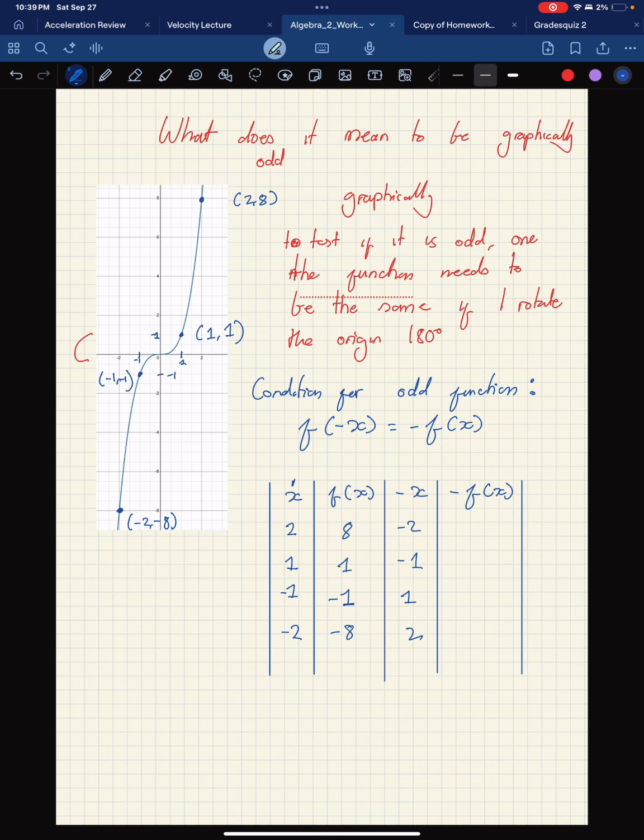First, let's get the positive y values. Actually, instead, let me rephrase this. So basically, when you say minus f of x, to find our negative f of x, we're going to go to our graph and just try to find them.